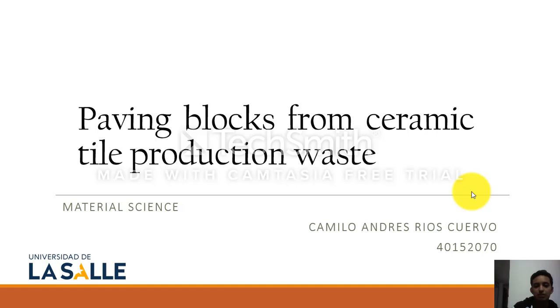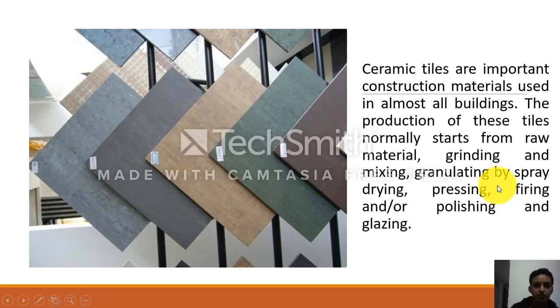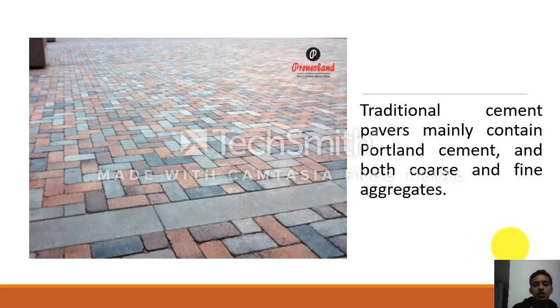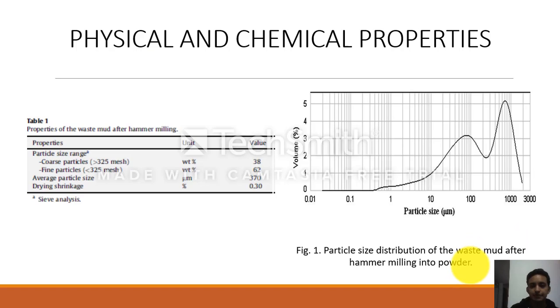I'm a student from La Salle College, and today I will explain about the paving blocks from ceramic tile production waste. The objective of the research was to evaluate the viability of the slurry of ceramic tile production in the manufacture of compressed paving stone, as the waste sludge contains coarse and fine particles which may be able to replace the particles used traditionally in cement pavements.